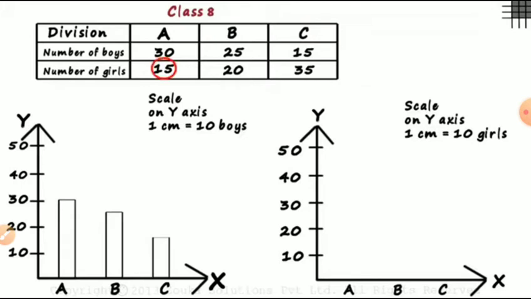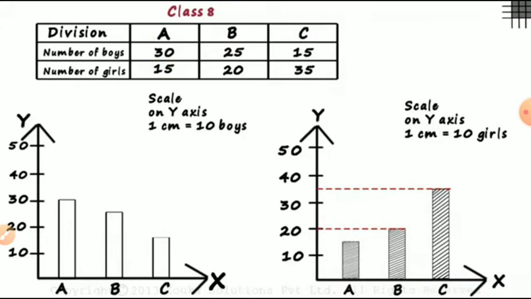To represent 15 girls, we draw a shaded bar of 1.5 centimeters for division A. And similarly, bars of 2 and 3.5 centimeters for divisions B and C respectively. 2 centimeters represents 20 girls and 3.5 centimeters represents 35 girls.